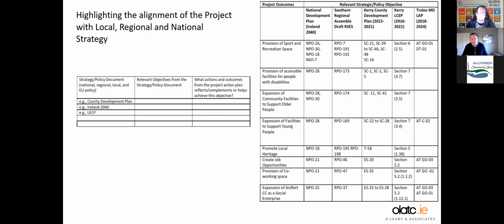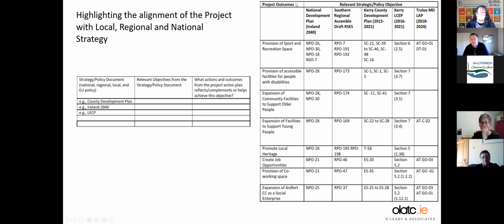Okay, and then when it comes to writing the application, we do this. So this is an example of Arkfert Community Centre. We did an application for them under the RDF for their sports facility out in Arkfert. Their football pitch that they developed and their astro pitch that they developed and their full-scale sports facility that's going to be unbelievable when it's finished. And there were a couple of things that they were looking at there. So there was the National Development Plan at the time. There was Southern Region Assembly policies, Kerry County Development Plan at the time, the Local Community Economic Plan at the time, and the Tralee Municipal District Local Area Plan at the time.